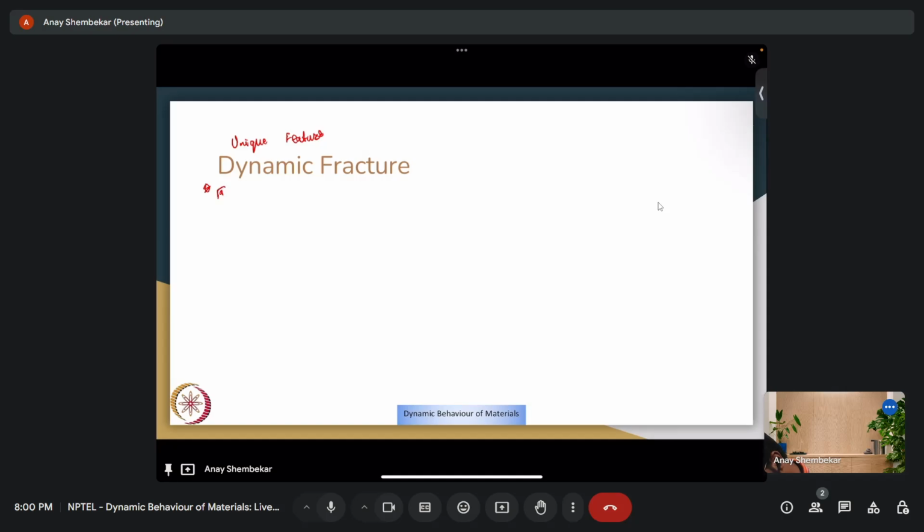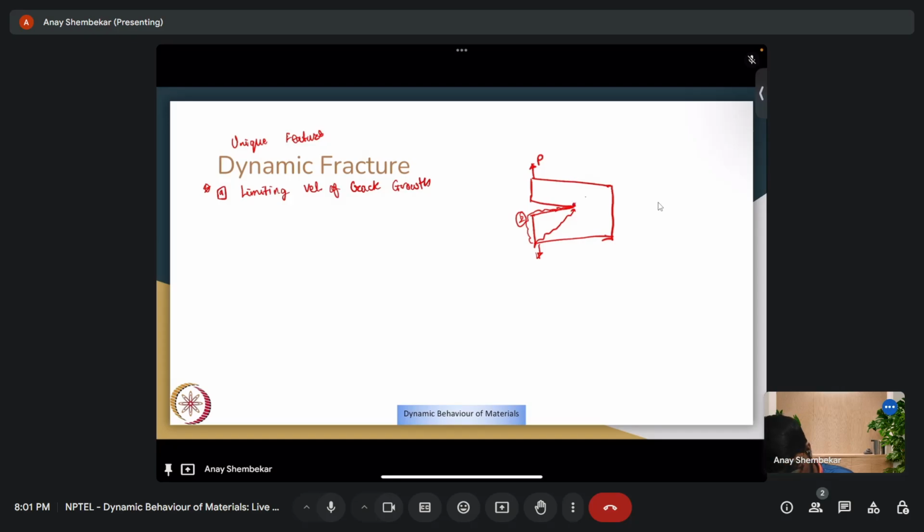The first one is limiting velocity of crack growth. So this typically equals the Rayleigh velocity, and we'll understand why from the schematic. Suppose this is my material with a crack loaded with P. So the energy can go along the surface. This is path 2, and energy can go directly to the crack tip, which is path 1.